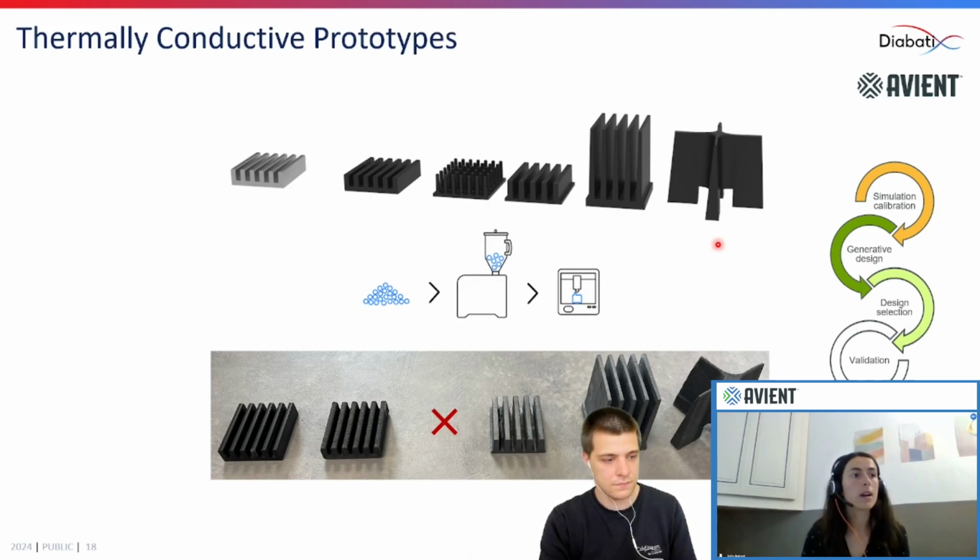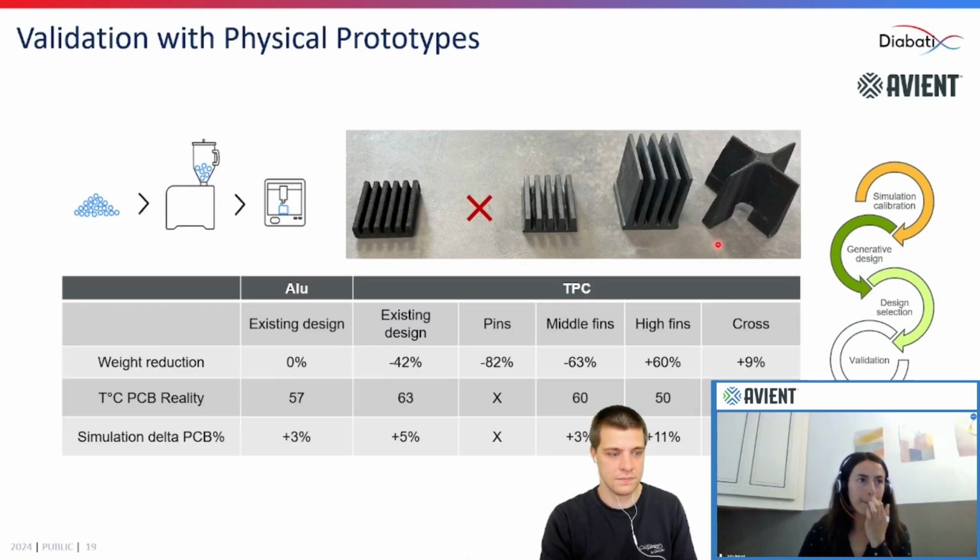To be fast and be able to produce such shapes easily, we selected a layer by layer deposition process, and except for the pins, which were too challenging regarding the dimensions, we were able to produce parts out of those geometries with our thermally conductive plastic. Then the last step was to test those prototypes, with the good design and the good material, and compare them to simulation.